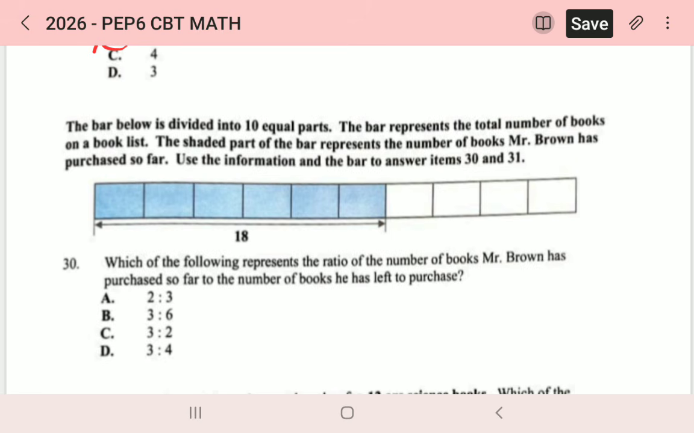Moving on to items 30 and 31, halfway the paper. Alright, so the bar below is divided into 10 equal parts. The bar represents the total number of books on a book list. The shaded part of the bar represents the number of books Mr. Brown has purchased so far. Use the information on the bar to answer items 30 and 31.